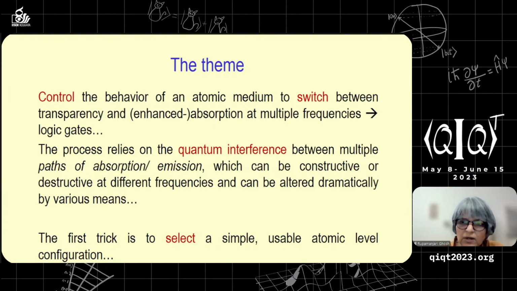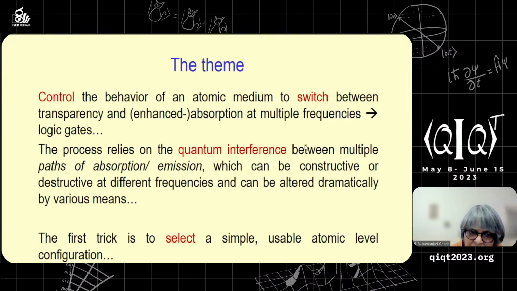So essentially, what exactly do you need to do if you want to practice this? You have to control the behavior of an atomic medium. That's your goal. The control in the second quantum revolution is what we are trying to do. So you control the behavior of an atomic medium to switch between transparency and absorption at multiple frequencies. You can create logic gates, switch on off kind. And so again, the process relies on quantum interference.